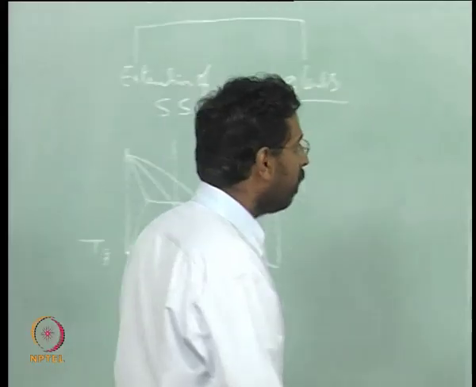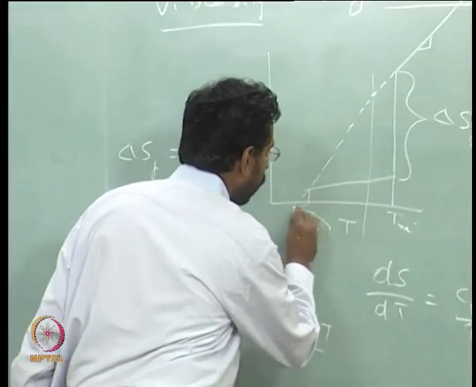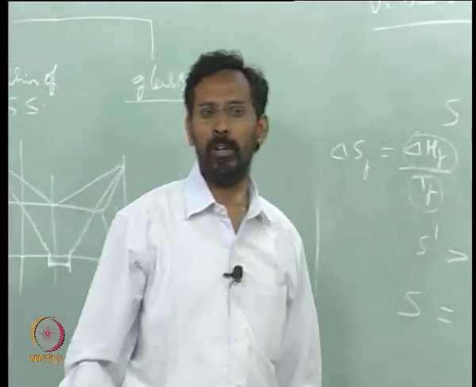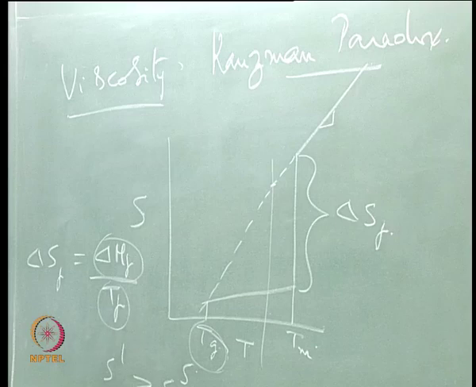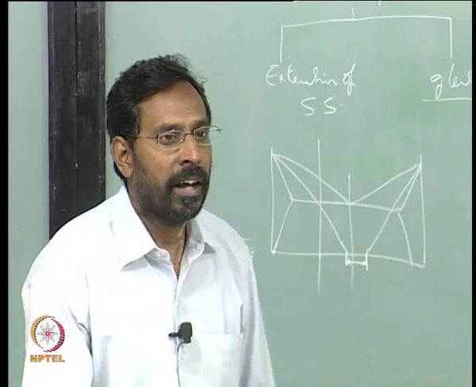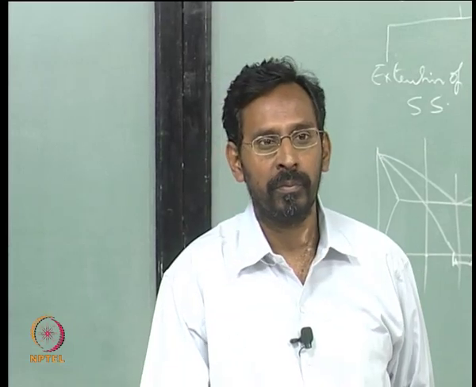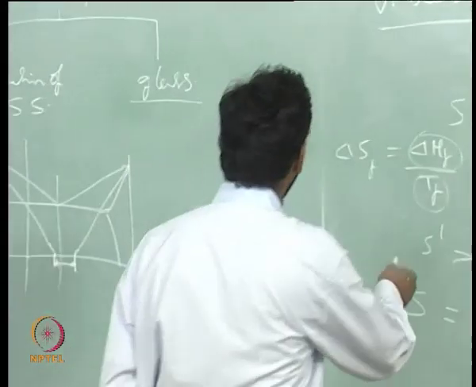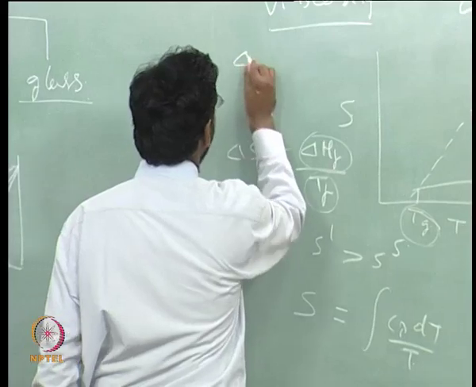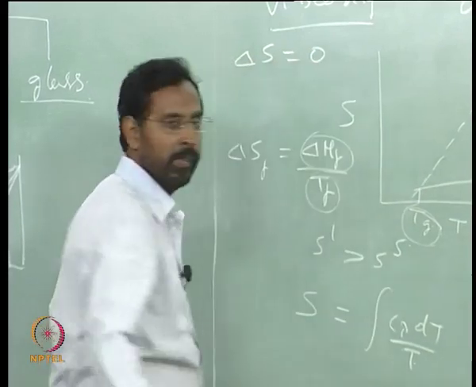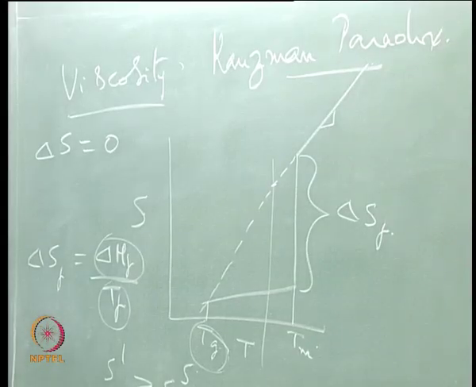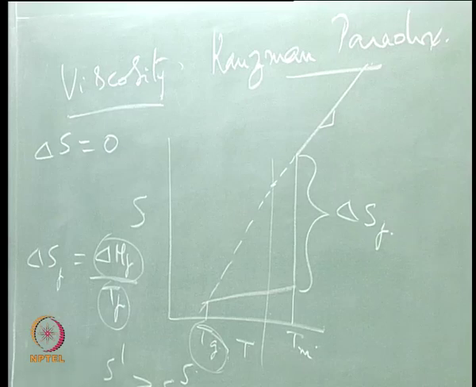So, this is a thermodynamic definition of the glass transition temperature, and in principle we can even calculate this glass transition temperature very easily. How do you calculate the glass transition temperature? Basically find out the temperature at which delta S is 0. Okay. So, the definition of a glass transition is delta S is 0, delta S between the solid and the liquid.